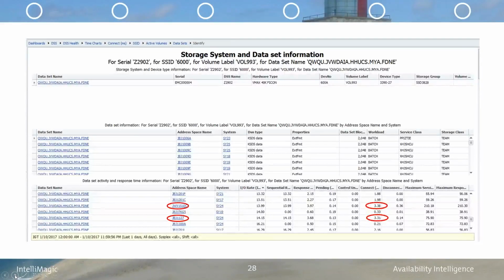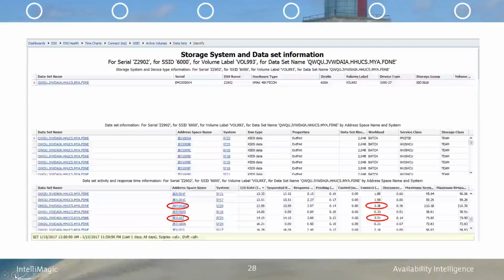We can see the address space names that are accessing this data set. We also see that the storage class is team. We see the service classes that are involved, and we see that the workload is mostly batch. So it's pretty easy here to figure out, and you can see the two circled address spaces that have elevated connect time. So these are likely the jobs that are driving these high connect times.